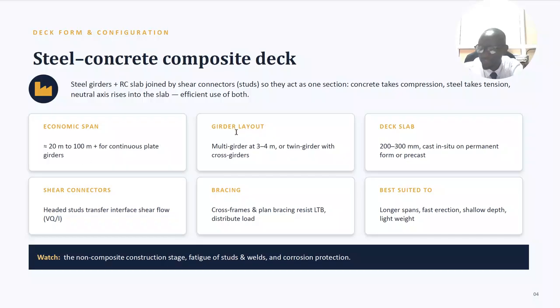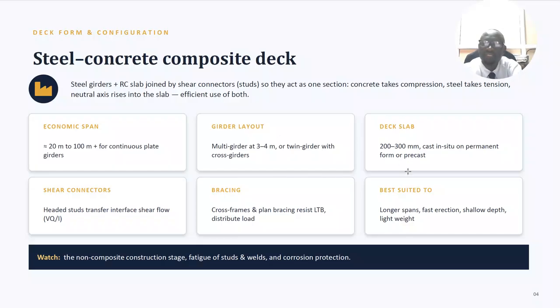Definitely for steel composite, you have the steel rolled section, which goes up to about 20 to 25 meters, beyond which you can do plates. The flanges and web are all connected using welds, and you also use what we call bearing stiffeners and intermediate stiffeners. We have multi-girder at 3 to 4 meters, or twin girder with cross girders. You have seen I've been posting certain sections.